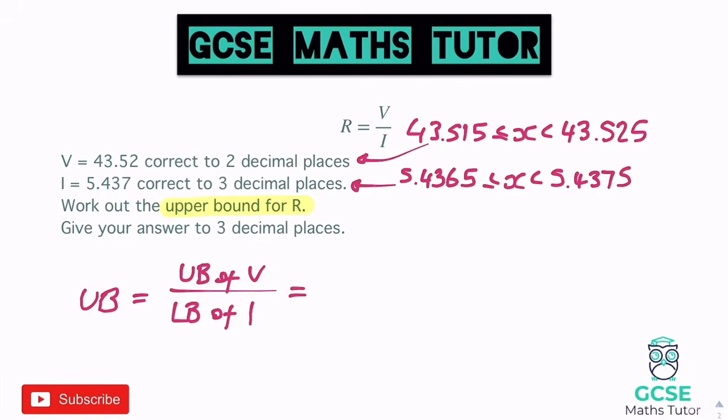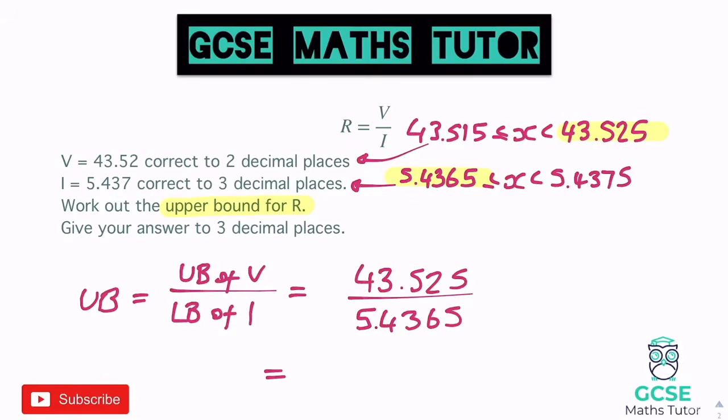So let's find these numbers. The upper bound of v is 43.525. And the lower bound of I is this number here, 5.4365. So let's just plug those in. 43.525 all divided by 5.4365. And let's type that into a calculator.